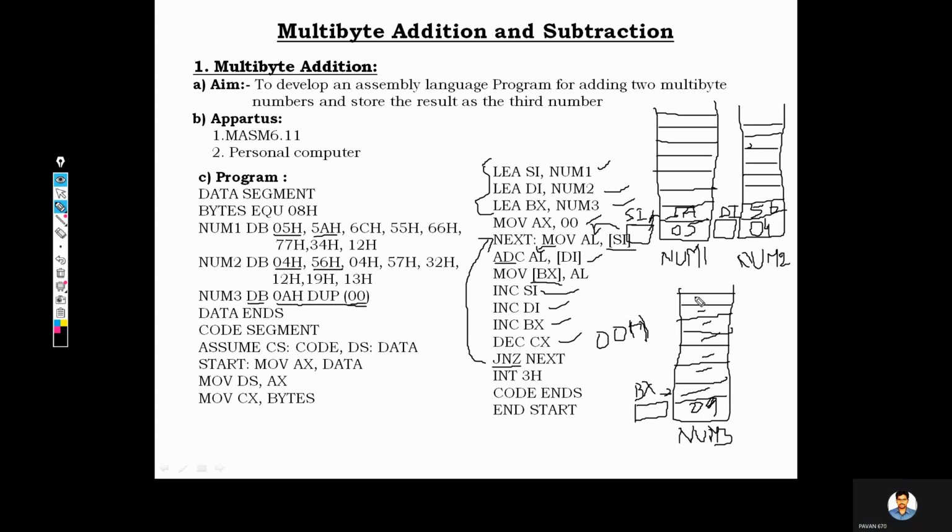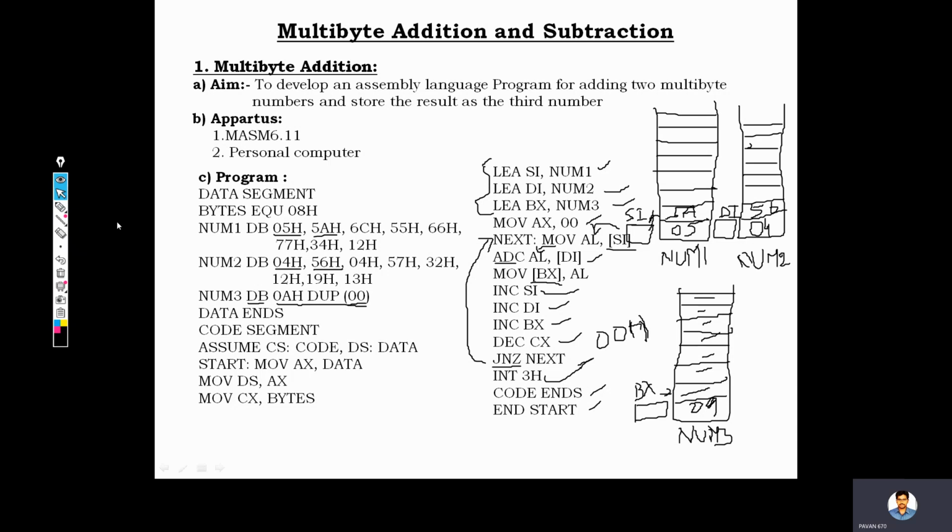So this is the basic explanation regarding the multi-byte addition. Okay. This statement is INT 3H. So it is an interrupt to end the program execution. And these two statements indicate to the assembler that our code segment is completed and this label is also closed. We are closing the label. That's the basic explanation.